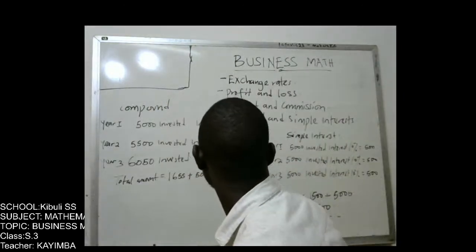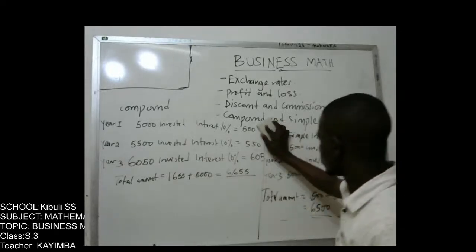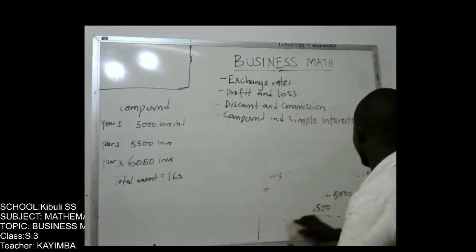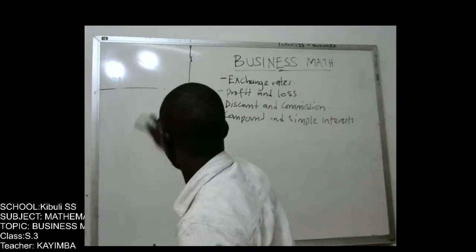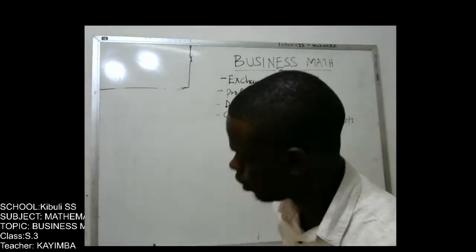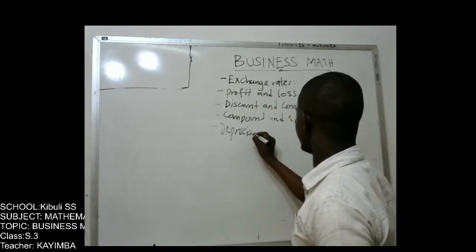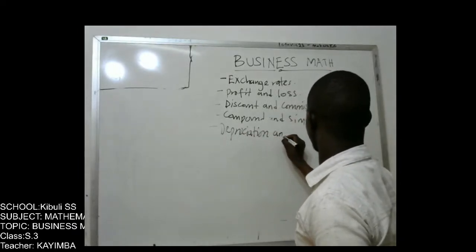Remember, we are still looking at these things, but I had to take you through this so that we have some knowledge at least, okay? So we'll look at simple and compound interest. I think we are having a recap of the things that you looked at. Then we'll have what we call depreciation and appreciation.